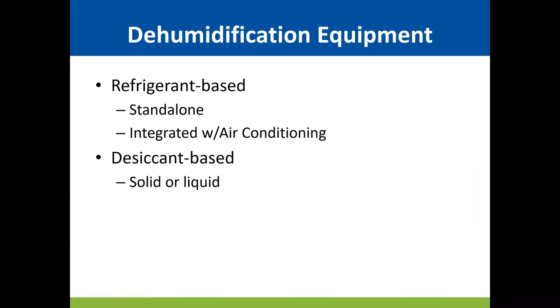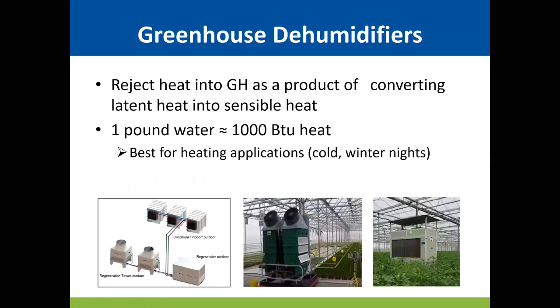Okay, what about just dedicated dehumidification equipment? There's two basic types. There's the refrigerant-based and there's desiccant-based. And some of you are familiar with both. For greenhouse, most of the dehumidification equipment that's out there is rejecting the heat that's generated by these machines back into the greenhouse.